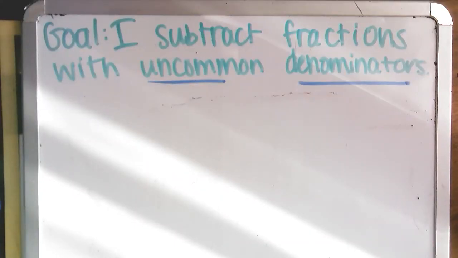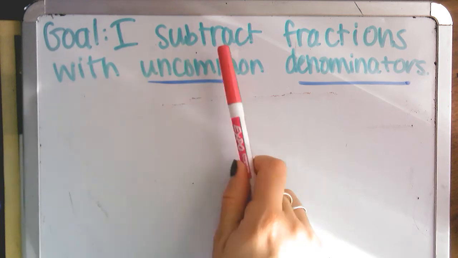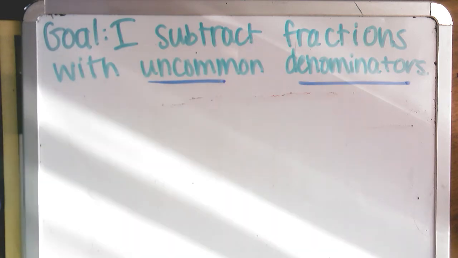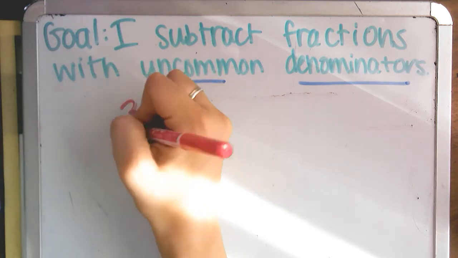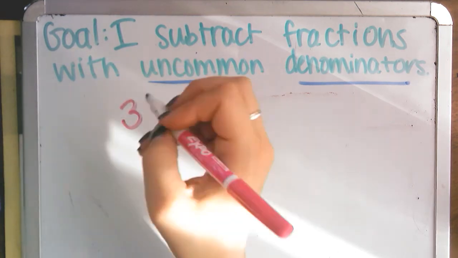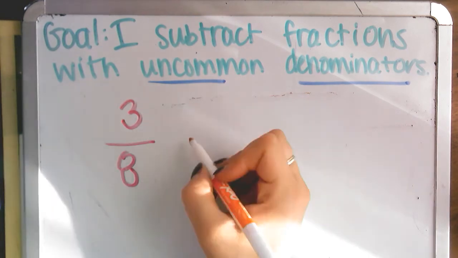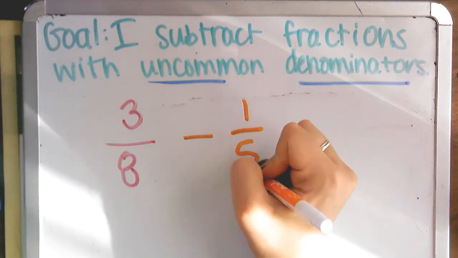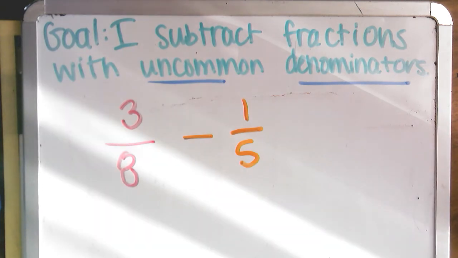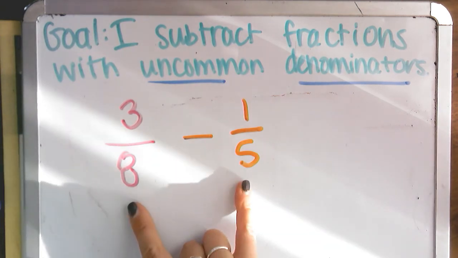So again, today, our goal continues to be to subtract fractions with uncommon denominators. So we are looking at fractions that have different denominators. So we might have something like 3/8 minus 1/5. In order to subtract these, we must create our common denominator.